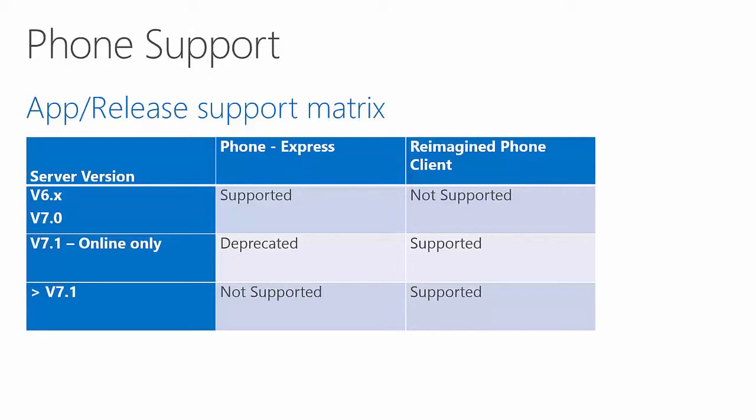As you can see in this matrix of supported configurations, the new app is only available for connecting to a CRM Online organization with 2015 Update 1. 2015 Update 1 has a build version of 7.1. You can see this in the Help About option within CRM Online. CRM Online 2015 Update 1 is an online-only release, so on-premises customers will not be able to use this new phone app until a later release.